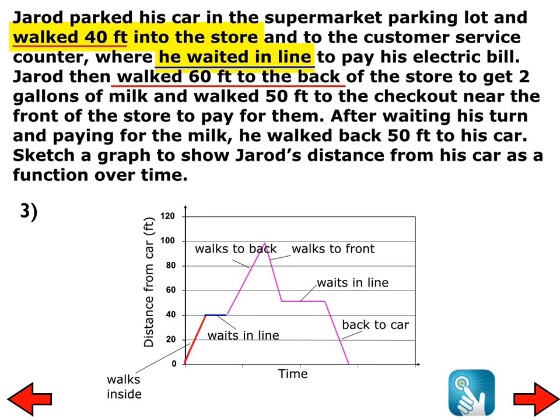The problem goes on to say from there he walked 60 feet to the back of the store to get 2 gallons of milk. Well, that would be represented by that part right there. He's moving further away from his car. After he gets the milk, he then walks 50 feet to the checkout near the front of the store to pay for them, which means he's getting closer to his car. He was 100 feet from his car. He's now 50 feet from his car.